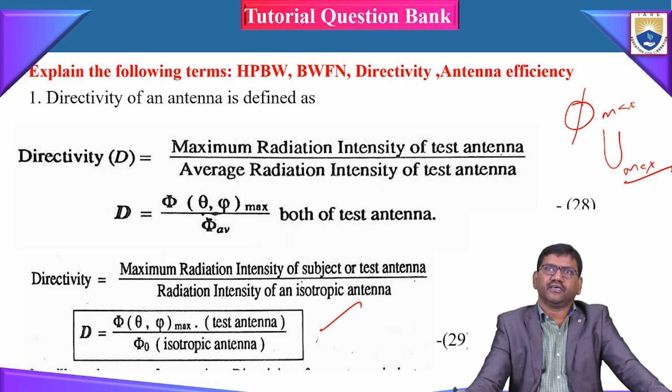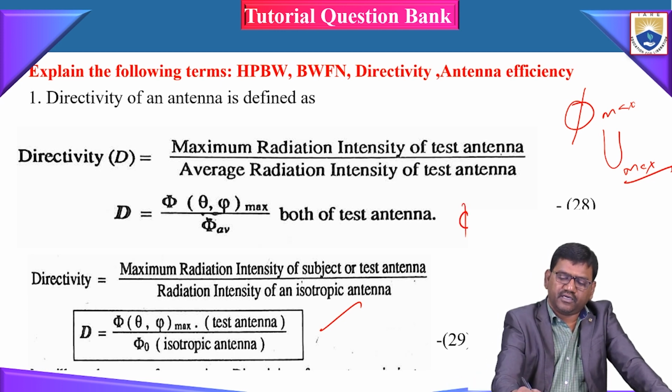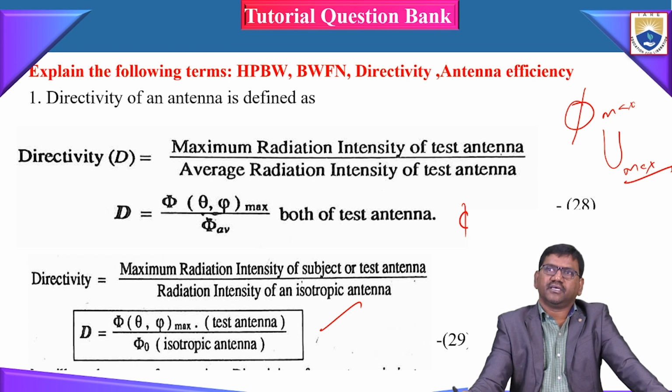Directivity can also be measured by taking a reference antenna, which is known as the isotropic antenna, for the test antenna. When we take the isotropic antenna as a reference, we can modify the expression as directivity is equal to the maximum radiation intensity of the subject antenna or test antenna to the radiation intensity of the isotropic antenna. Whenever we specify the isotropic antenna, we denote it by the symbol Φ naught. So Φ naught represents the radiation intensity of an isotropic antenna.